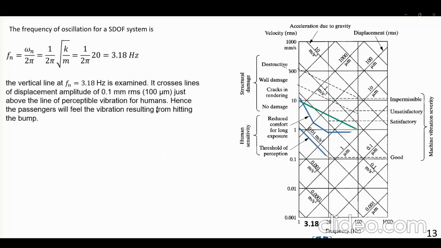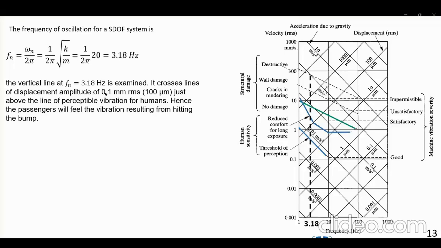Now, the RMS displacement is 0.1 millimeter, which, if you convert it into meters and write it in terms of micrometers, is going to be 100 micrometers. So what happens is that here is the 3.18 hertz. That's this number. You go up, up, up until you hit that curve, given the displacement.